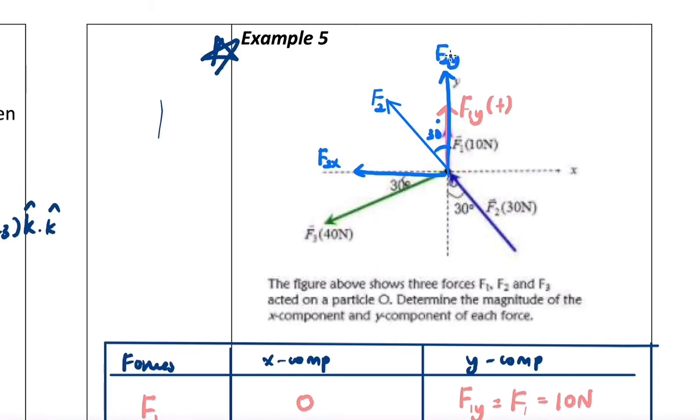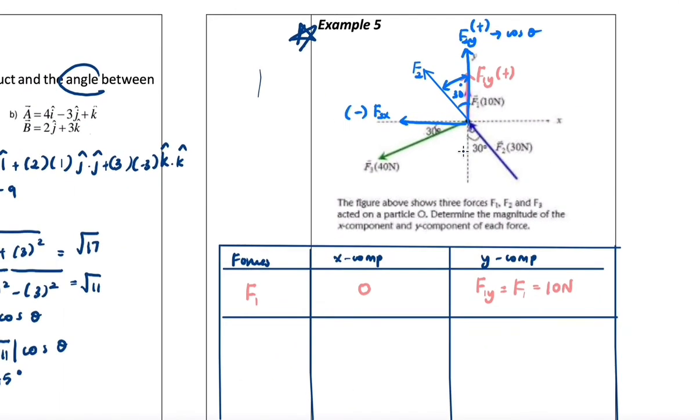Step yang kedua, kita nak check sama ada adalah positif or negatif. Yang ini ke kiri. So kalau dia ke kiri, dia adalah negatif. Okay, and this one ke atas. So bila dia ke atas, dia adalah positif. Next kita check our angle. 30 degree is between the vector and the y-axis. So maksudnya yang ini akan jadi cos theta. Okay, dah cukup information, so kita masukkan dalam table kita.